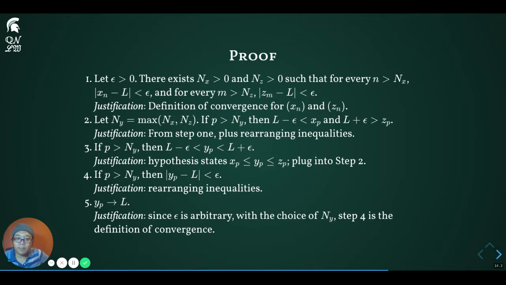Rearranging the inequality, we see that it is exactly saying that the distance between y sub p and L is less than epsilon, and this shows that y sub p converges to L since epsilon is arbitrary, and this proof gave a procedure of how to pick n sub y to make the condition hold.